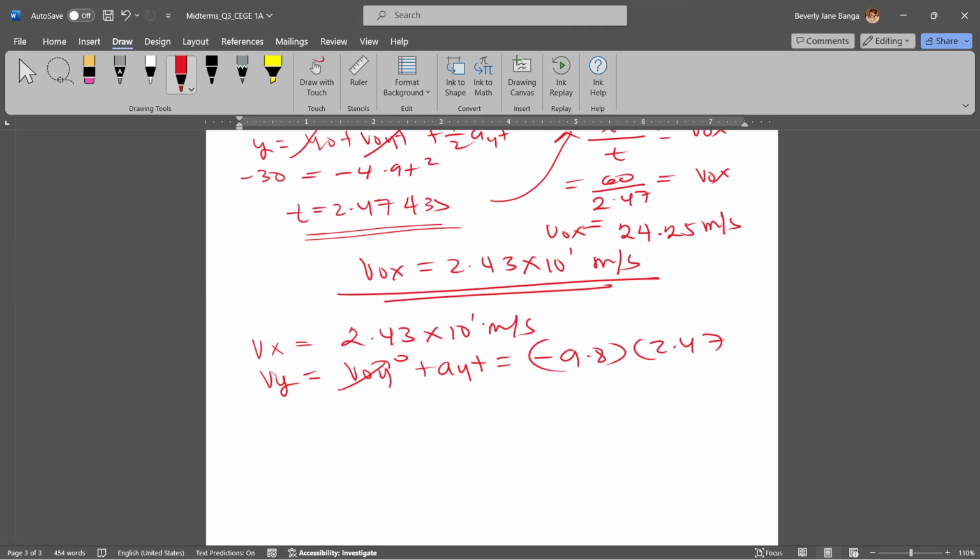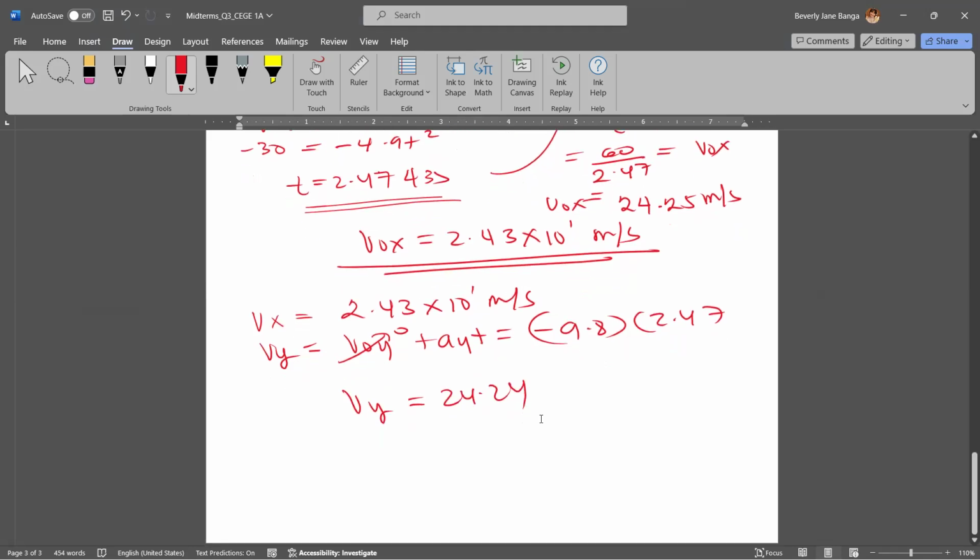9.8 times 2.4743. So, Vy is simply 24.24, no? So, hindi naman ito hinahanap ko. So, mamaya ko na scientific notation. Tama ba ako? Ay is negative 9.8 times 2.47. Okay. So, ang V natin is the square root of Vx squared plus Vy squared. So, 24.3 squared plus 24.25 squared, square root of answer, and this will give us V is equal to 24.3 meter per second, no?